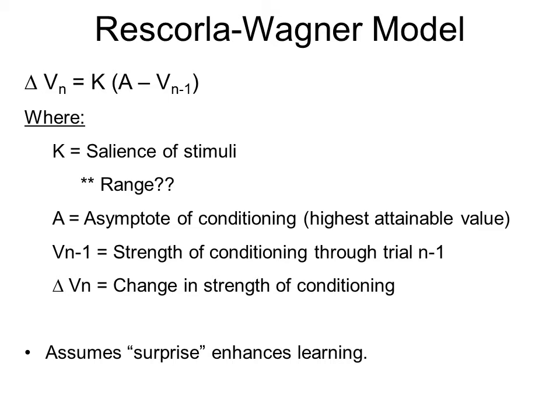In this case, it's referred to as trial n minus 1, with the assumption being that trial n is the current trial. And then lastly, delta Vn.